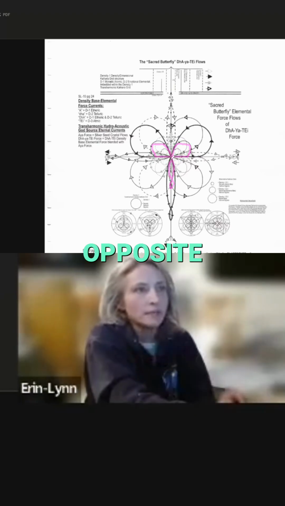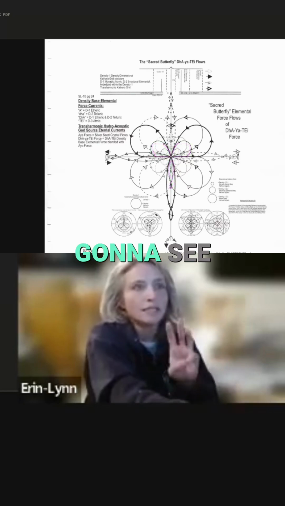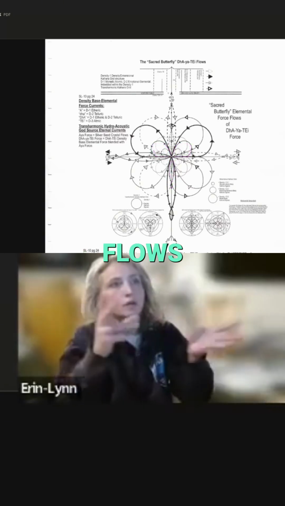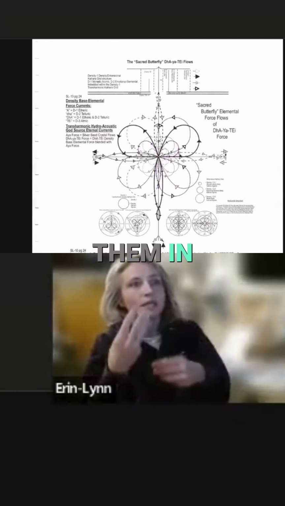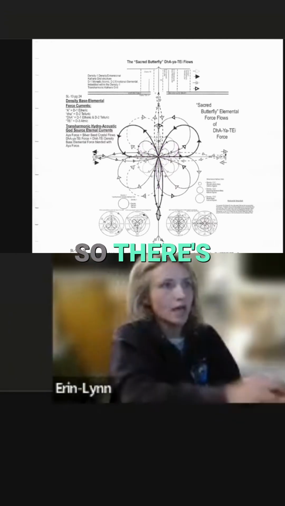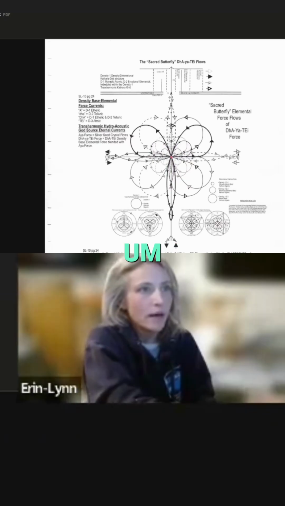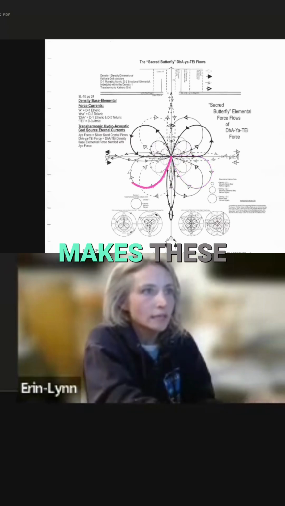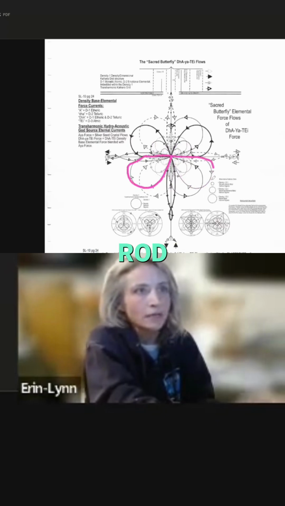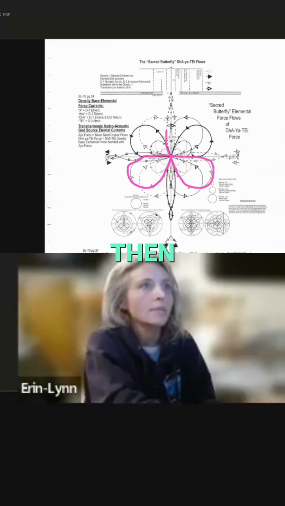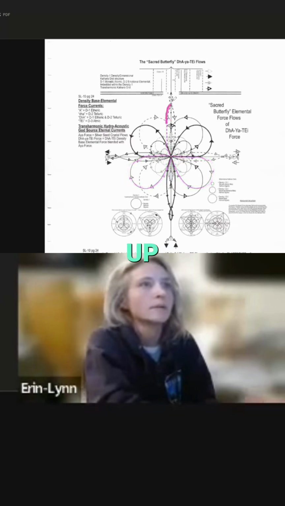Okay, so then the opposite to that. We're going to see that these sacred butterfly elemental flows, we're going to work with them in sets of 3. So there's that one that goes that way. Then number 2 would be the positive electrical, comes out like that. Nope, sorry, that was wrong. Here, comes out, makes these wings back across the rod like this, then up, makes the little figure 8, comes back down to the core.